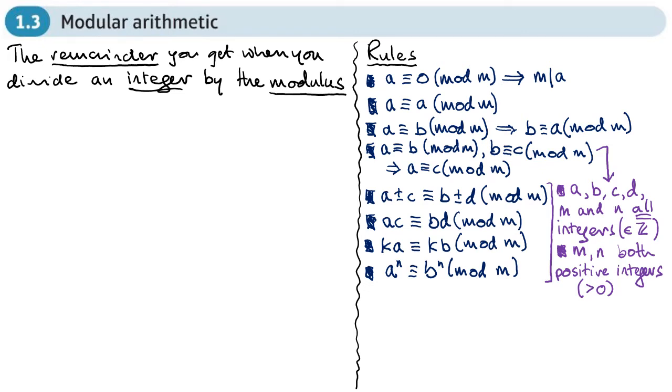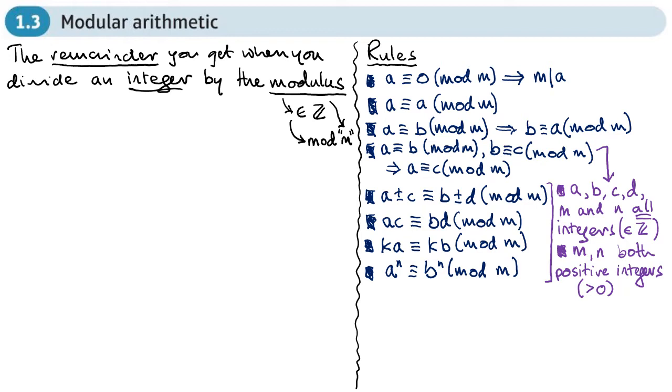Now the modulus can be any integer, and we often shorten it to m, or mod m, and m is this modulus. It's that number we're dividing by. So let's have a look at an example.